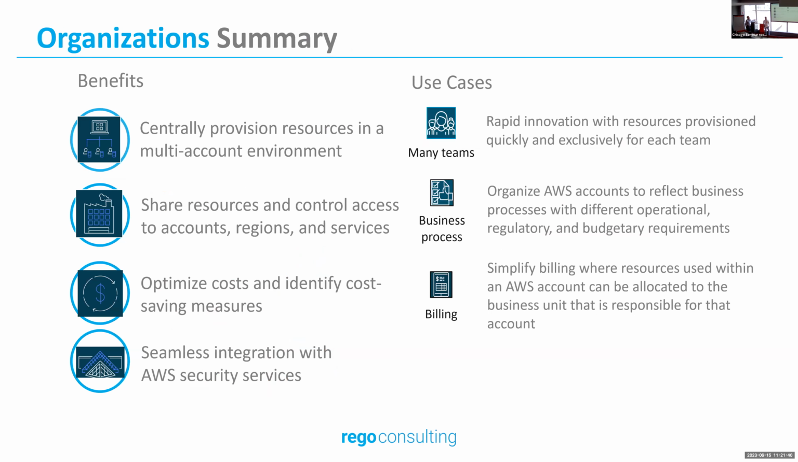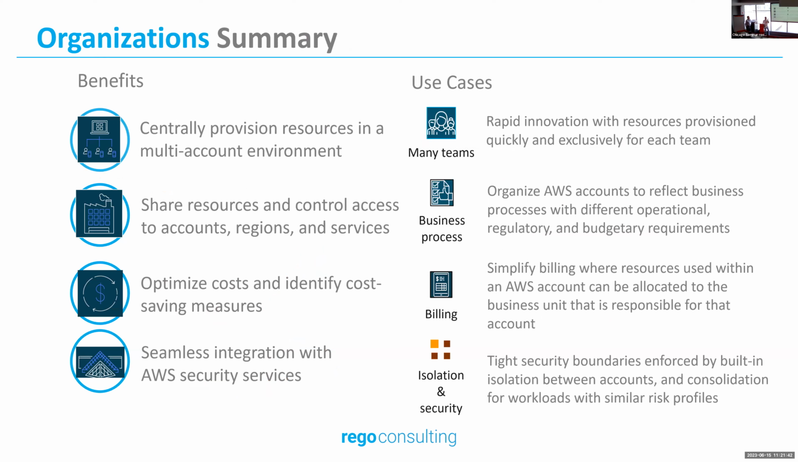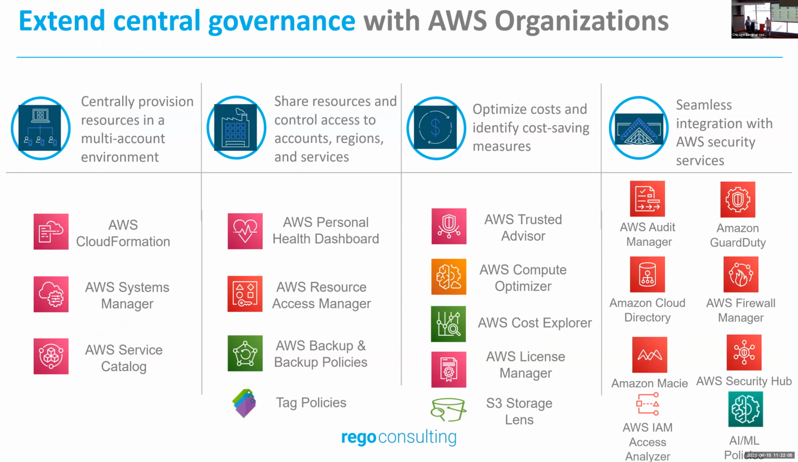All right, so this is just in summary. Control Tower is making use of AWS Organizations and all the benefits that come with it. So things like centrally provisioning your accounts, sharing resources across multiple accounts, optimizing and organizing your costs, and finally, integration with security services like Steve had mentioned. And some of the use cases, again, here are rapidly innovating with provisioning resources for each team.